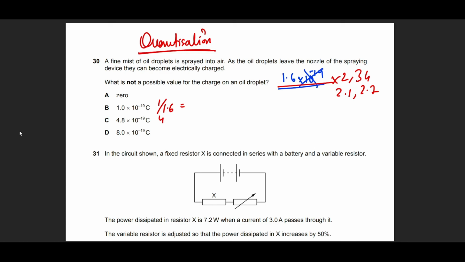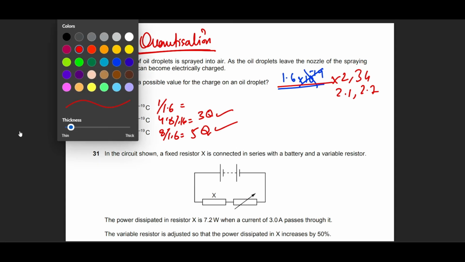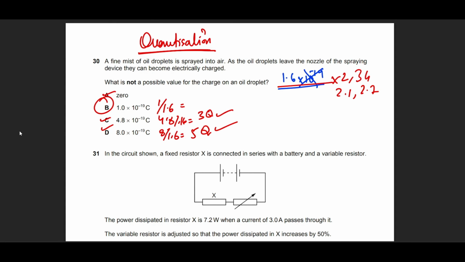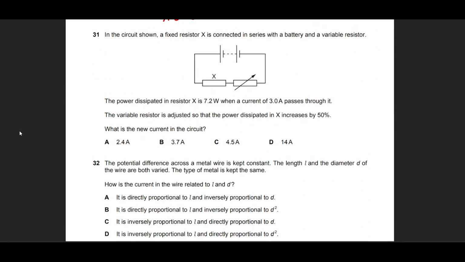So when you divide 4.8 with 1.6, the answer comes out as 3. If you divide 8 with 1.6, the answer is 5. So this is a whole number integer. This is an integer whole number. These both options are possible. 0 is possible. What is not possible is a fraction or a decimal answer, which is option B. So again, you can see that he's frequently testing the quantization concept in the recent past papers.